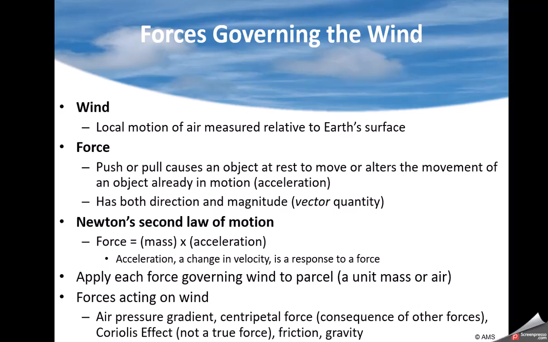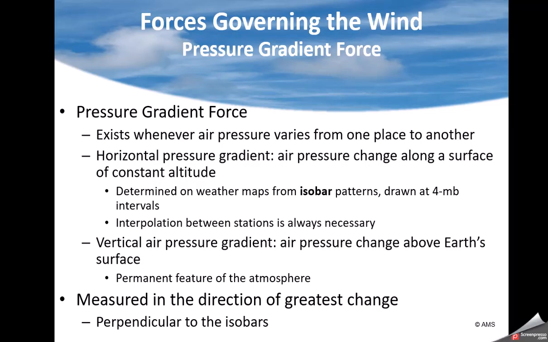So there are a number of forces that act on air parcels. I showed you pressure gradient. Another one is centripetal, Coriolis effect, friction, gravity. So let's get talking some about that. Pressure gradient is just the change in air pressure from one location to another. In other words, you move across the mountains in West Virginia and the pressure dropped 4 millibars and maybe you went 100 miles. Not a very big pressure gradient.